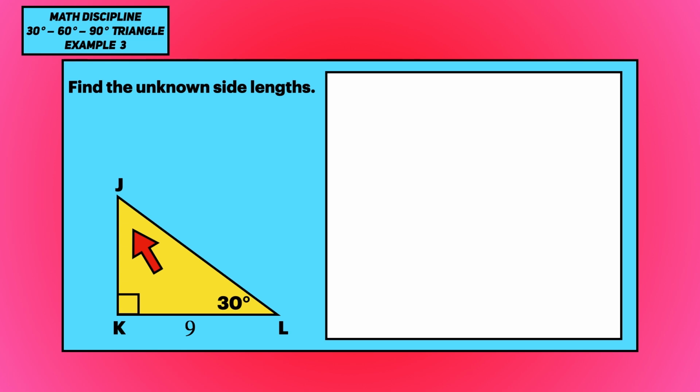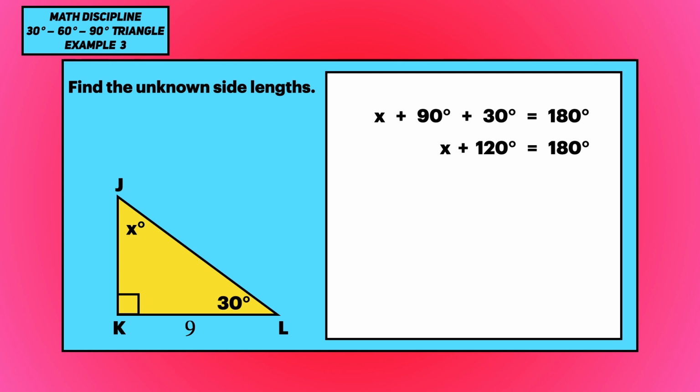We'll start by assigning the variable x to that angle. The sum of the interior angles of a triangle will always equal 180 degrees. So let's write the equation x plus 90 degrees plus 30 degrees equals 180 degrees. Now combine like terms. Subtract 120 from both sides of the equation and x equals 60 degrees.